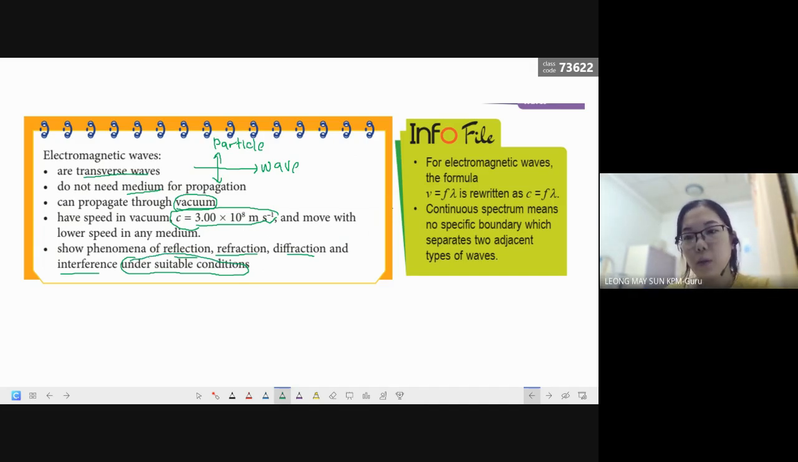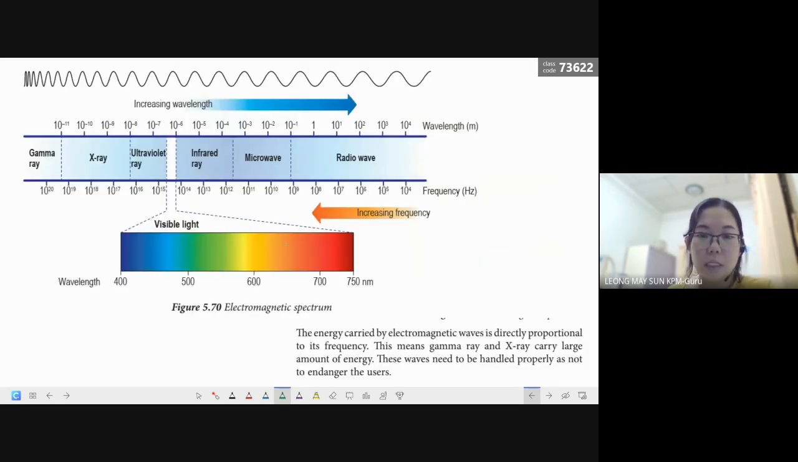For the wave equation v equals f lambda, because it moves at the speed of light, which is c, 3 times 10 to the power of 8 meters per second, this formula becomes c equals f lambda. Over here, the word continuous spectrum means there's no specific boundary which separates two adjacent types of wave. This is the electromagnetic spectrum. We have gamma ray, which has the highest frequency and lowest wavelength.